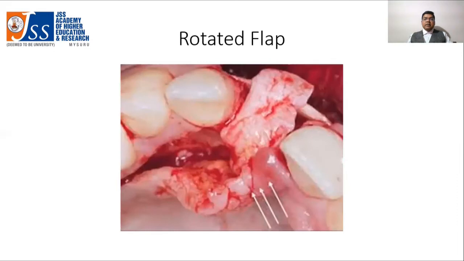Further moving ahead, rotated flap, the buccal or palatal, can be used to achieve primary closure of the implant surface with the soft tissue. Depending on the availability of the soft tissue, it can be either rotated from buccal flap or from the palatal flap.